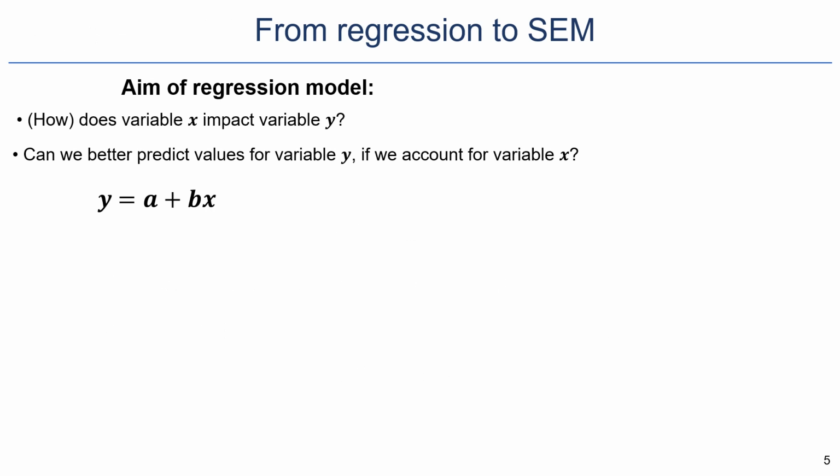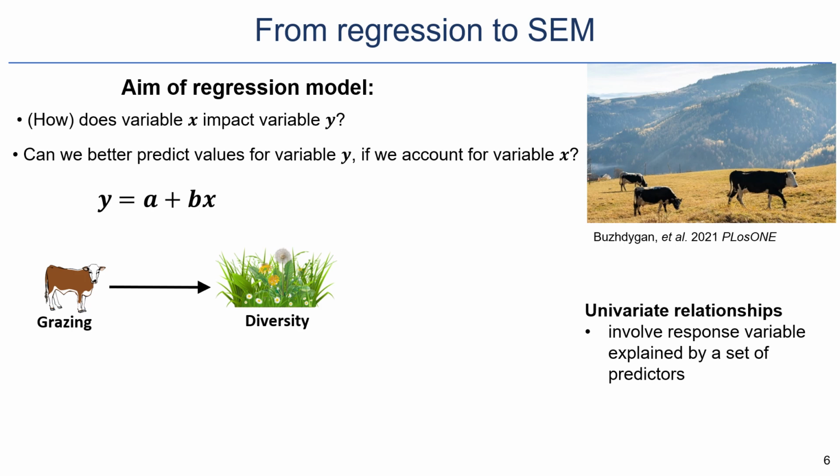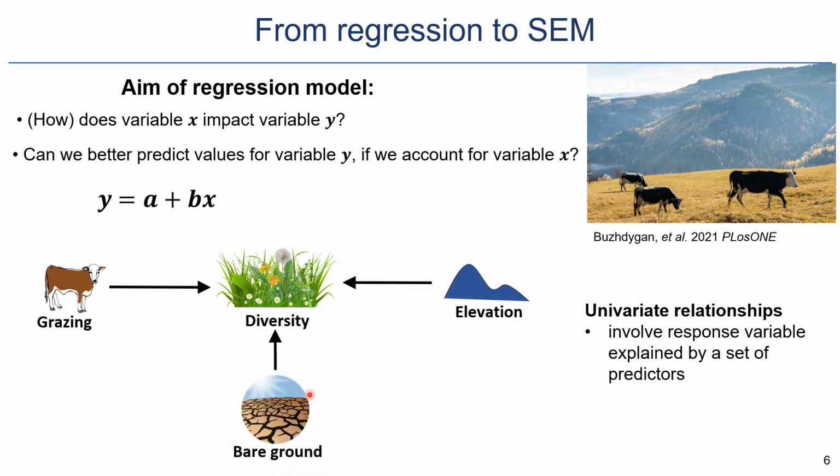As you know, with a regression model, we aim to understand whether the response variable is impacted by the predictor. Let's take as an example our project in the Carpathian Mountains, where we studied grasslands and the effects of grazing on plant diversity. But here it's not only grazing, but also the effects of bare soil and the elevation of the grasslands. Thus we have a multiple regression here. And the regression captures the univariate relationship, so this is a relationship which involves one response variable explained by a set of predictors.